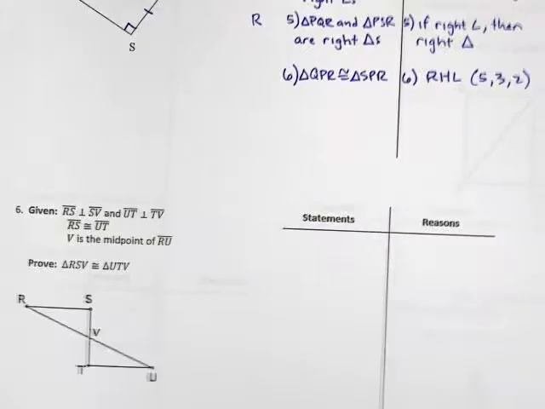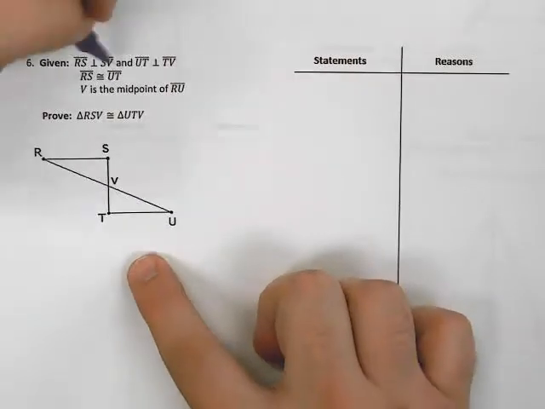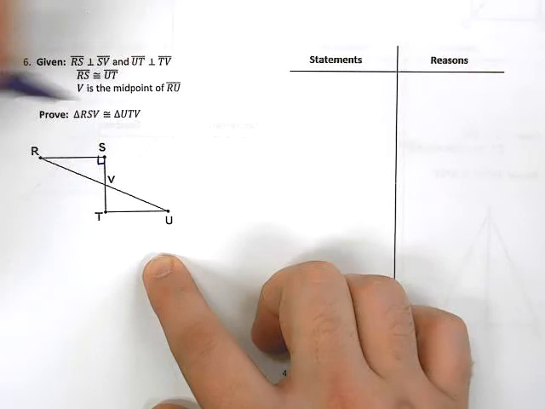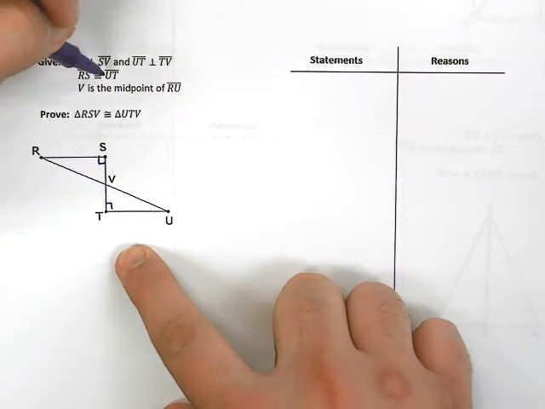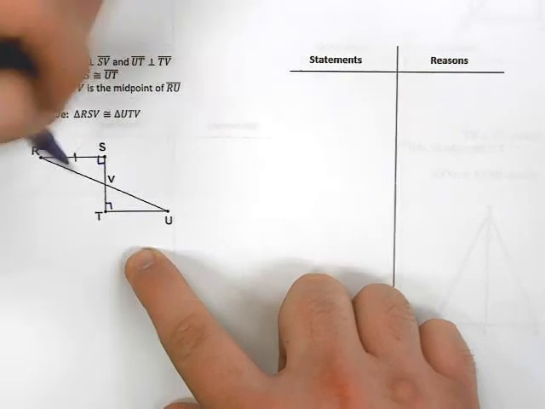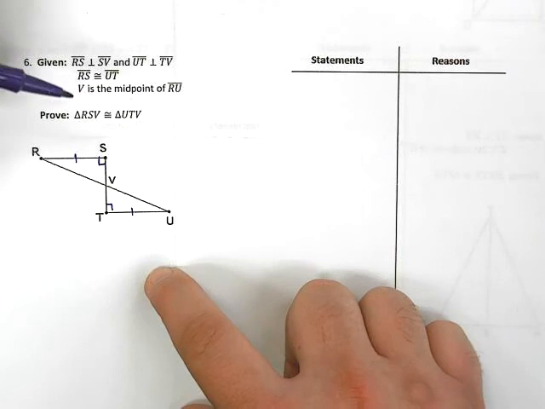Alright, so as we come down here, we take a look. Okay, I have some more perpendicular lines, so let's mark it. RS and SV, UT and TV. RS is congruent to UT, so boom, boom. I see that V is the midpoint of RU.